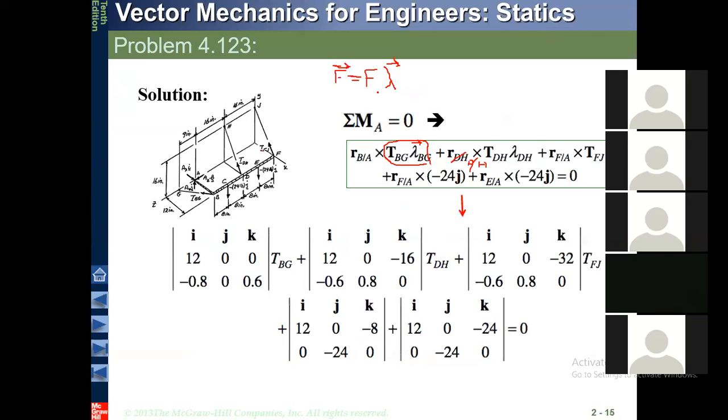If you take the moment around point A, then you would not have the unknowns A of X, A of Y, and A of Z, right? So you would only have three forces, TFJ, TDH, TBG, around point A. By choosing point A, you're eliminating A of X, A of Y, and A of Z, three unknowns. So you only would have three unknowns left. Is that clear?